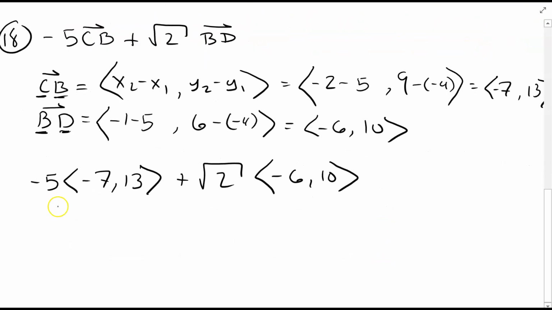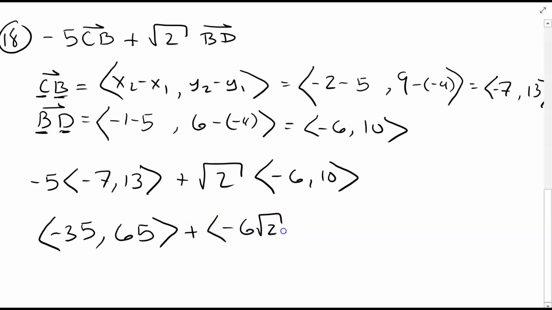Okay. So now I'm going to do my scalar multiplication, because the order of operations says I should do multiplication before addition. So 5 times negative 7 is negative 35, and 5 times 13 is 65. Negative 6 times the square root of 2 is negative 6 square root of 2, and 10 times the square root of 2 is 10 square root of 2. Oh, yeah, so that should be positive, and this one should be negative. Thank you. Everybody's okay there? All right.